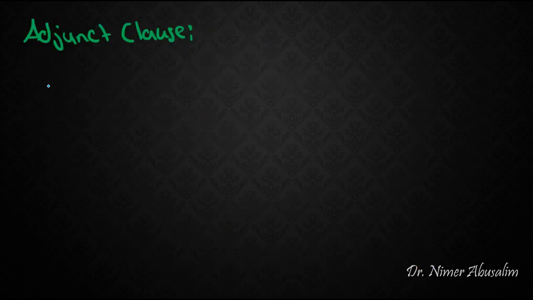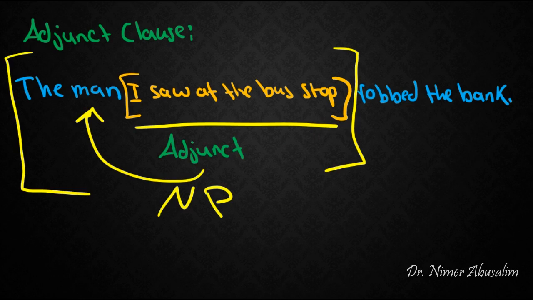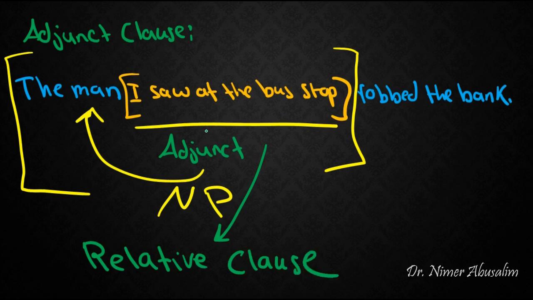Here's an example of an adjunct clause. The man I saw at the bus stop robbed the bank. This is our embedded clause. In particular, it is an adjunct in a larger NP. This type of clause here is actually a relative clause. It's a type of clause that's used to give extra information about the head noun, information that is not necessary. Therefore, it is an adjunct.